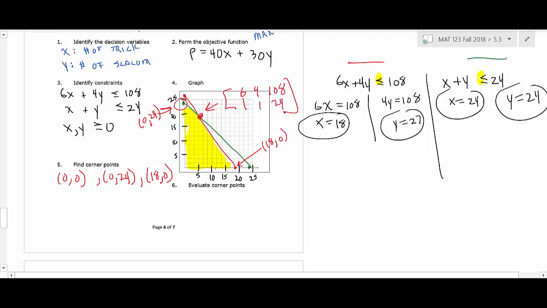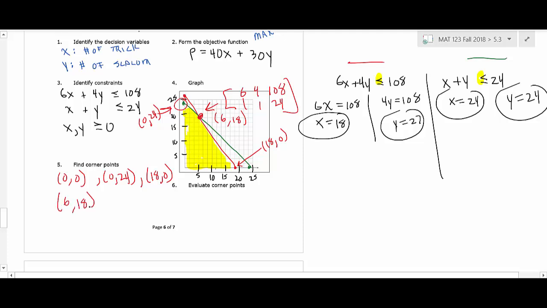Has anybody done that yet? Yeah, 6, 18. What did you get? 6, 18? Okay, I'll take your word for it then. These are the same numbers that we had in 5.2. Yeah, it may be. So that's fine.